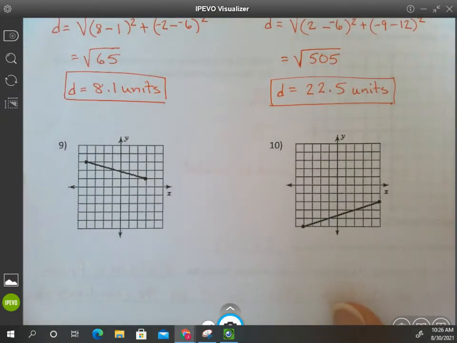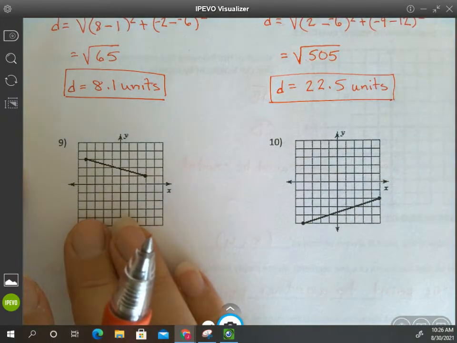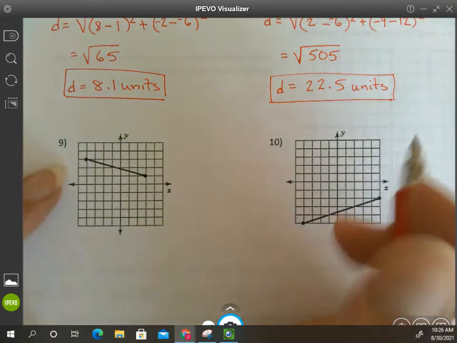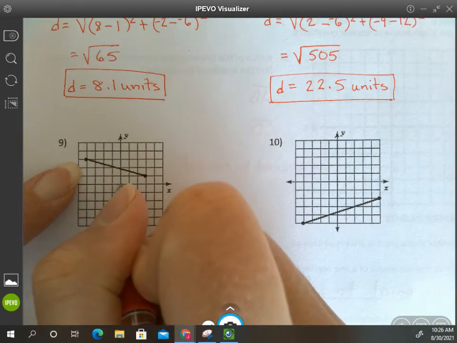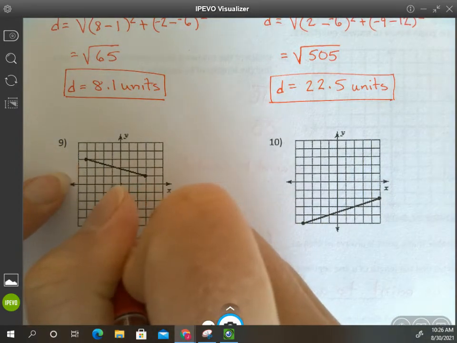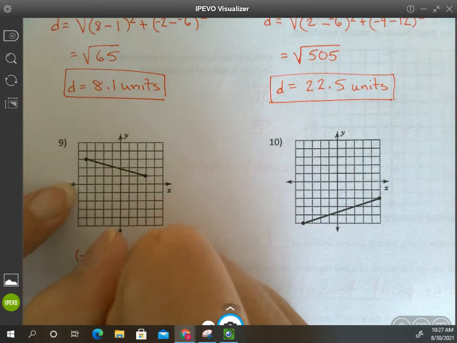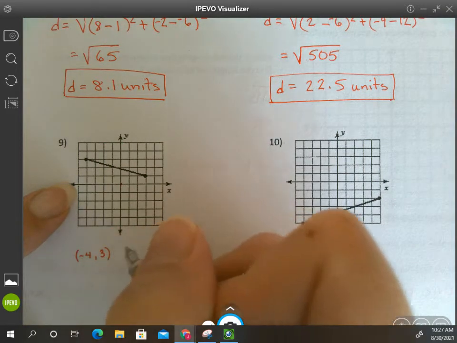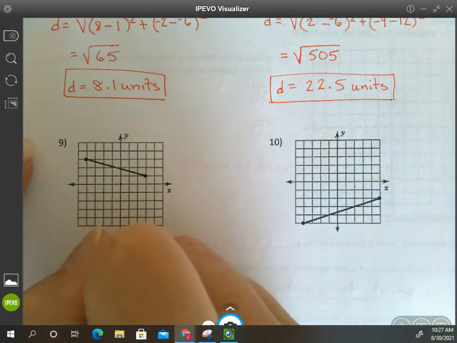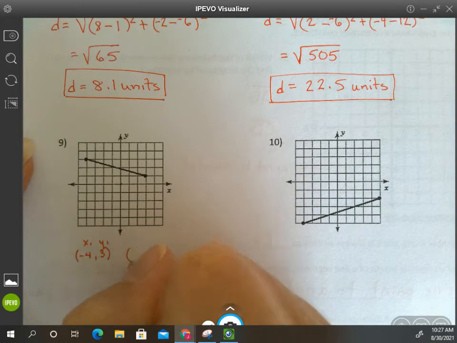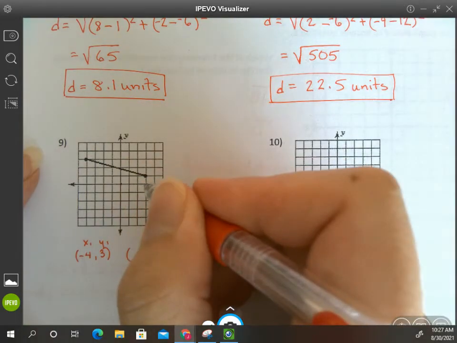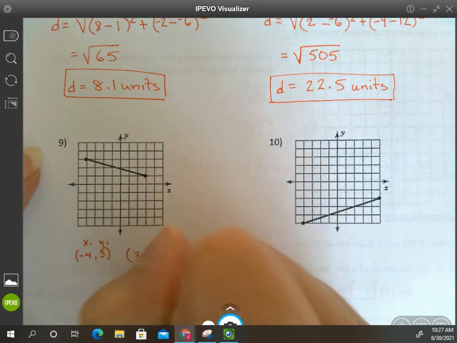All right, guys, in order to find the distance here, I need the ordered pairs, don't I? So here's your origin. I know it's a little bit hard to see. Go over 1, 2, 3. Okay, so x is -4. What's the y value? +3? All right, so this is my first ordered pair. My second one is 1, 2, 3, 1. Do you guys agree with me?